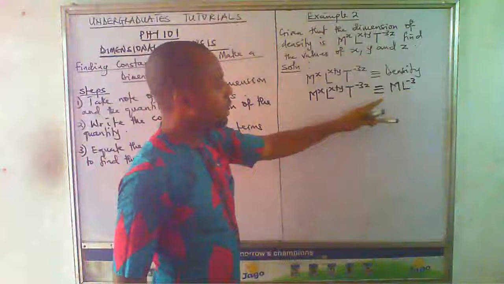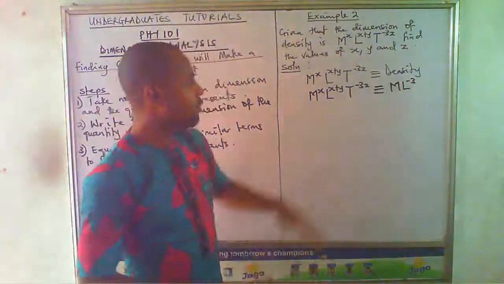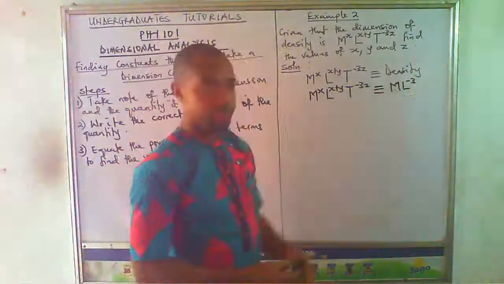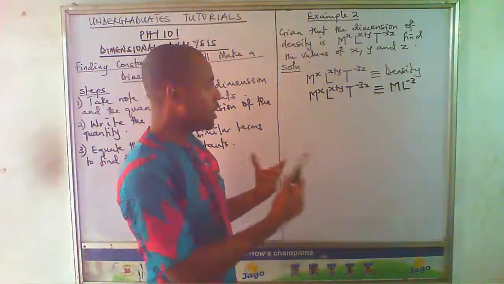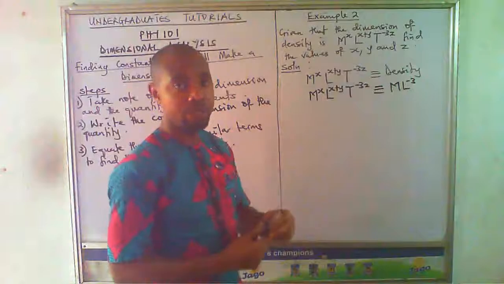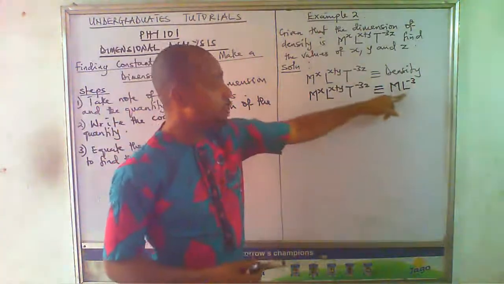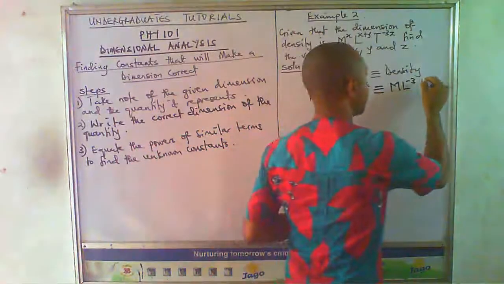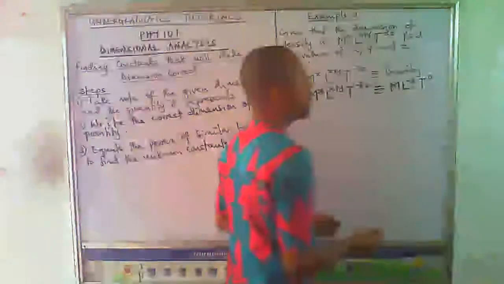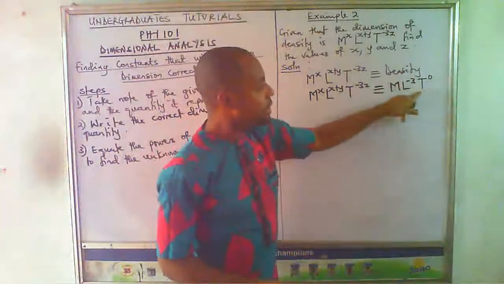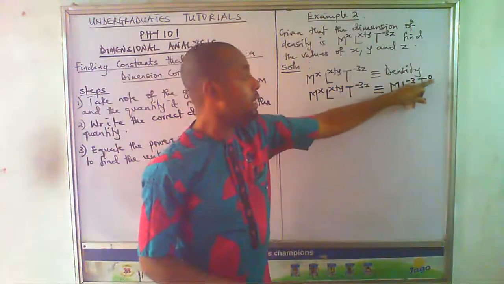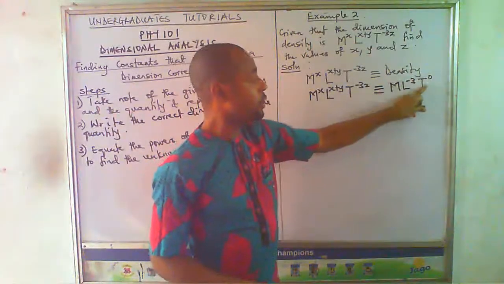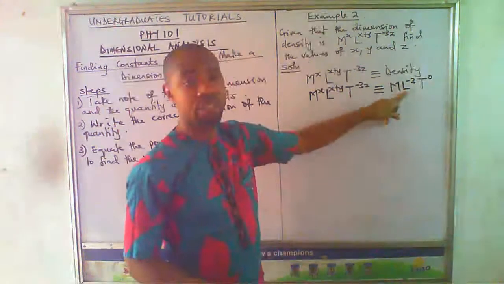Now there is a little thing that we have to do here. If you look at this side, we have the T term, but here there is no T term. So if we equate the powers properly, we have to introduce the T term here. Any term raised to power 0 is 1. Since the T term is not here, its power is 0. So T raised to power 0 is 1, and 1 times the whole of this still gives us this.